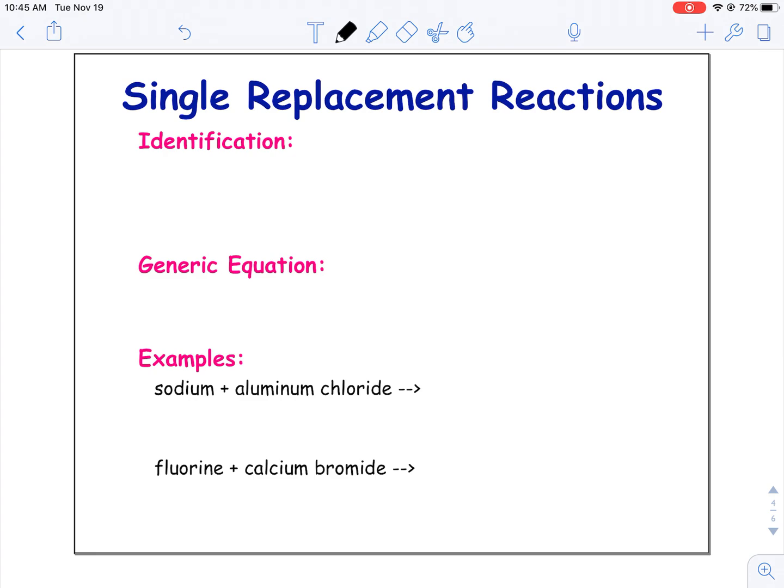The next type of reaction is a single replacement reaction. In your packet, it says something about the activity series. Don't worry about the activity series. We are not going to cover it.